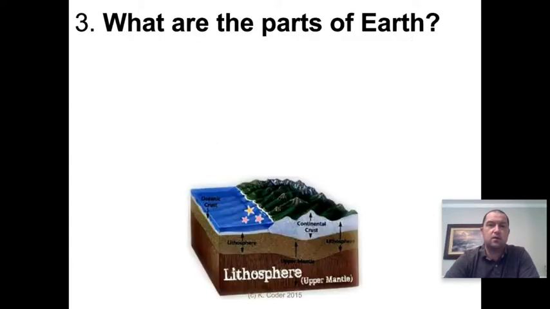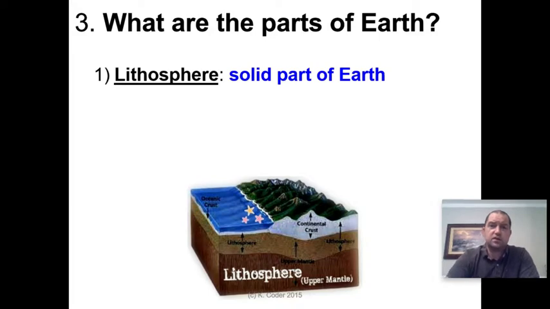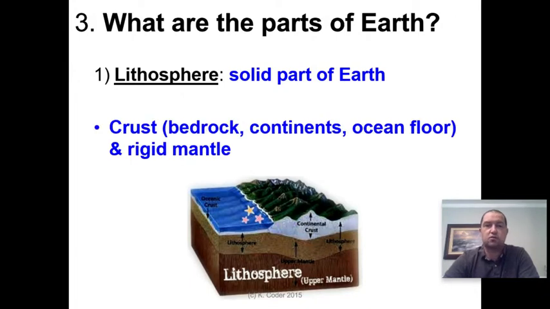Now, where are the parts of the Earth? In this diagram here, we see the continental crust, oceanic crust, and then we see the lithosphere and upper mantle. The lithosphere is the solid part of Earth. It's what we stand on. It consists of the crust, which is bedrock, continents, and ocean floor, and also the rigid upper mantle, which is right below the crust.